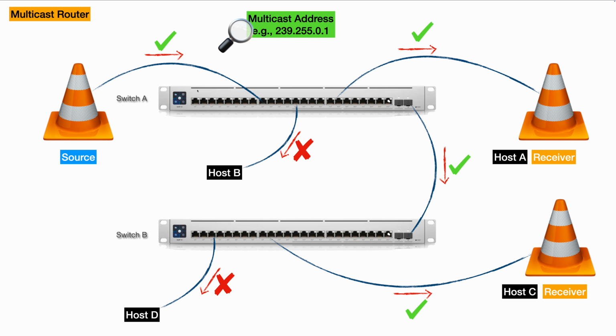However, if you have the multicast filtering enabled, the switch will be smart enough to only forward the copy of the packets to the hosts which are interested in receiving them. It will not forward the packets to this host B and host D. But how does the switch know how to do that? How does the switch know which port it should forward the packets to, and which port it should not? So now it's time to talk about multicast router port.